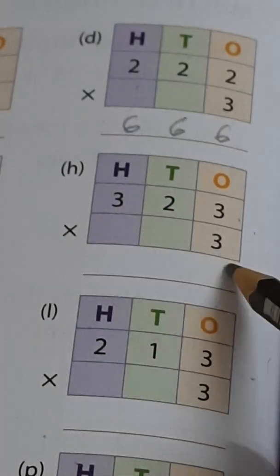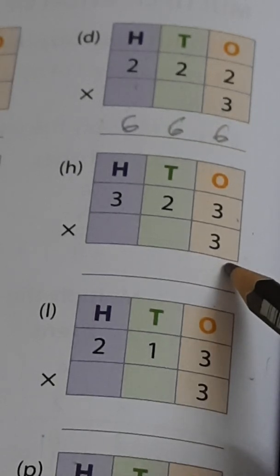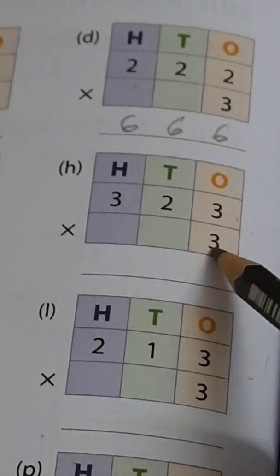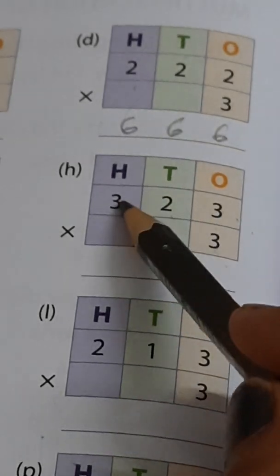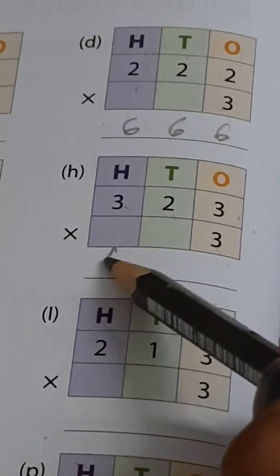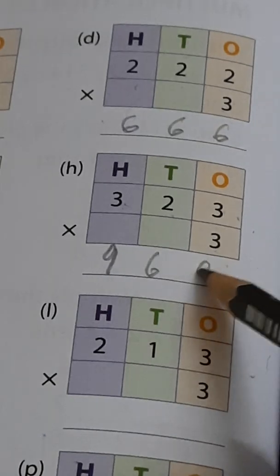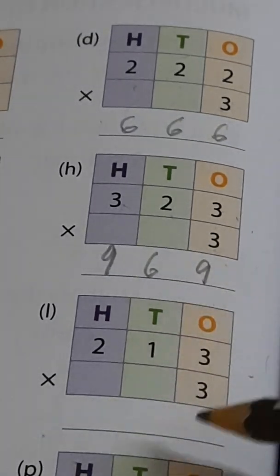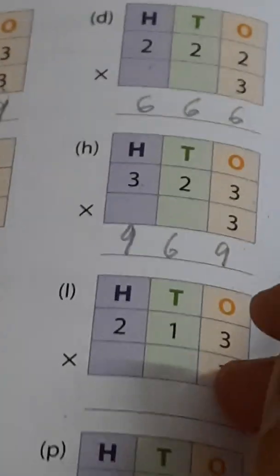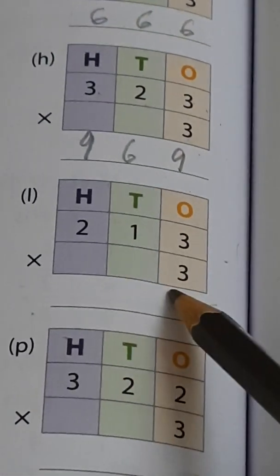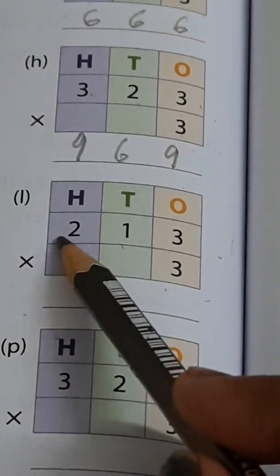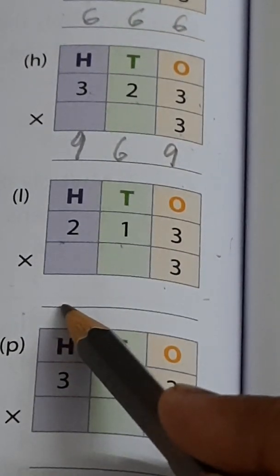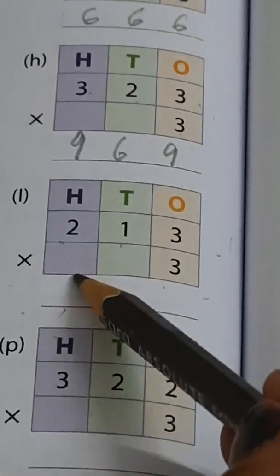323 multiply 3. Okay, so 3 3s are 9, 3 2s are 6, 3 3s are 9. 969 is the correct answer. Okay, now 213 multiply 3. 3 3s are 9, 3 1s are 3, 3 2s are 6. 639.